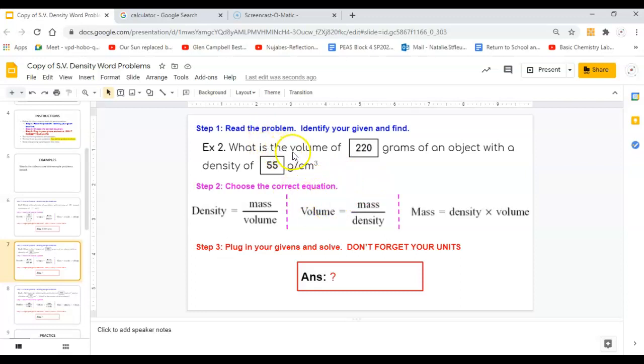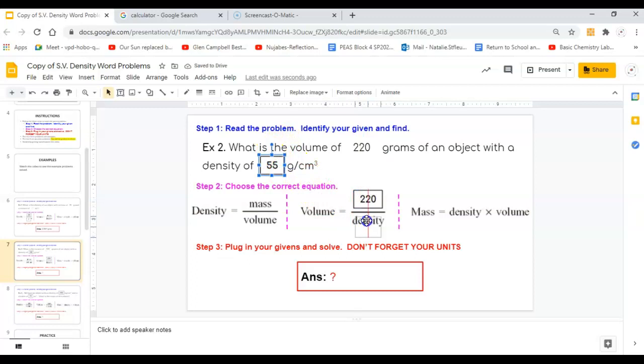All right, now I need to choose the right equation. So I'm asked to find the volume. The equation I use when I'm asked to solve for volume is the second equation here, volume equals mass over density. So now I'm going to plug in. My third step is to plug it in and solve. So remember the mass is the 220 grams. I'm going to take that, drag it in here for my mass, and then my density is the 55.